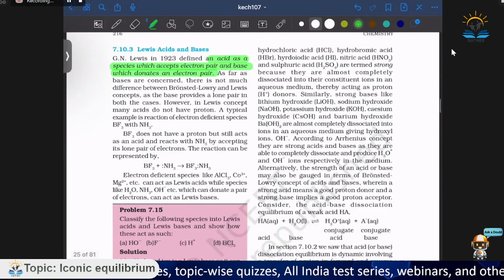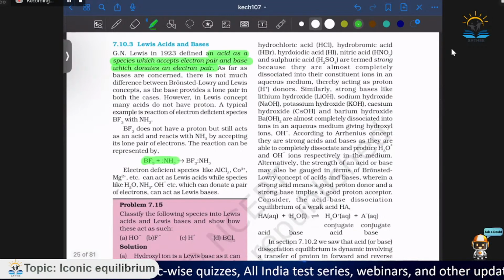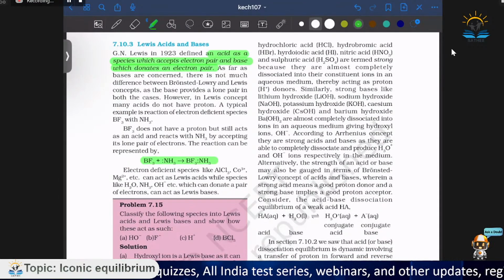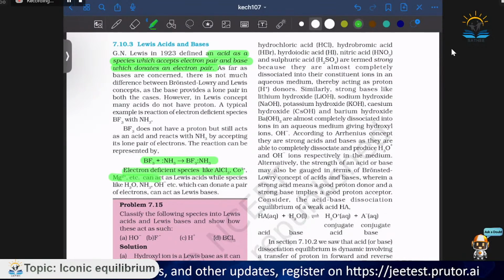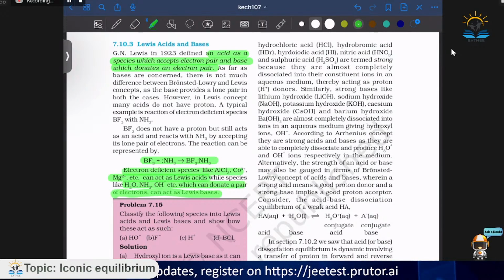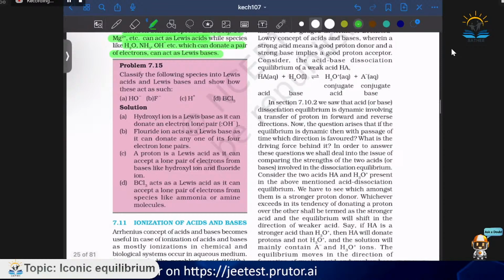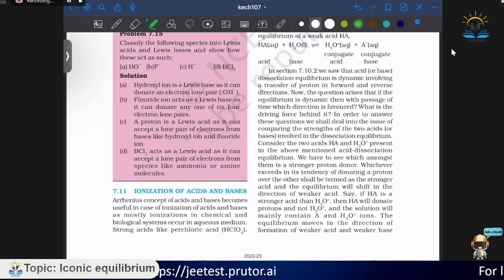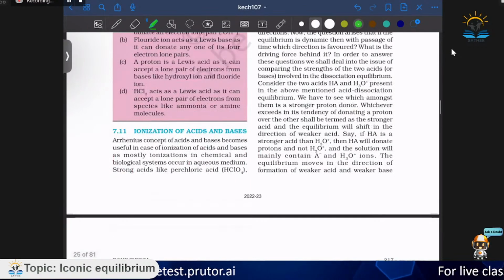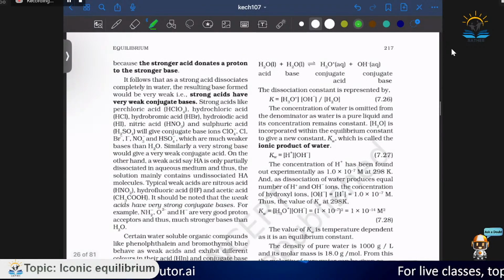Example they have given: BF3 and NH3. Here BF3 is accepting the electron pair, so it is a Lewis acid, and NH3 is a Lewis base. In general, electron deficient species can act as Lewis acids, while electron rich species can donate a pair of electrons and act as Lewis bases. Examples you can learn. Let's move on to ionization of acids and bases, and let's introduce the ionic product of water.